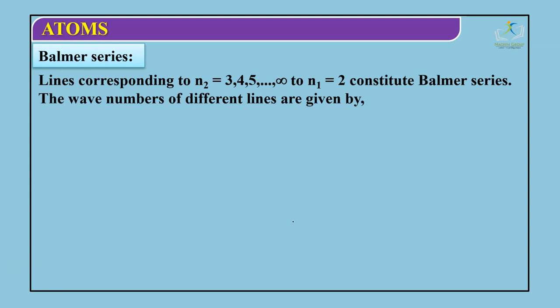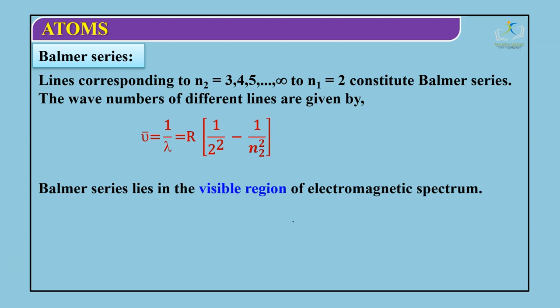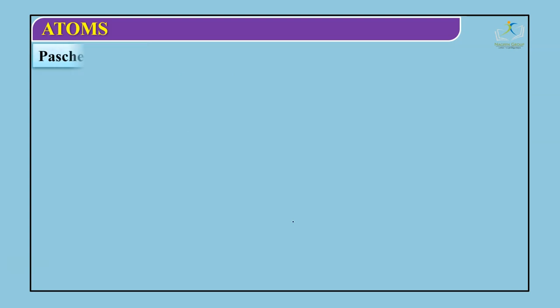Balmer series: lines corresponding to n2 equal to 3, 4, 5 up to infinite to n1 equal to 2 constitute the Balmer series. The wave number of different lines is given by nu bar equals 1 by lambda equals R times 1 by 2 square minus 1 by n2 square. So Balmer series lies in the visible region of the electromagnetic spectrum. The series is obtained only in the emission spectrum.